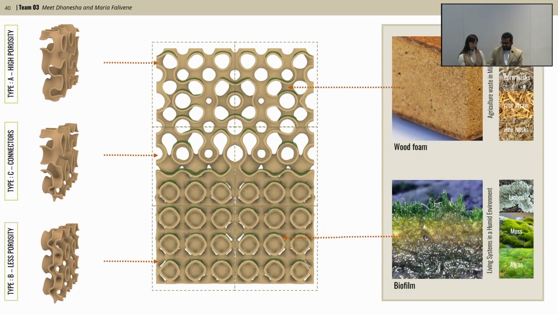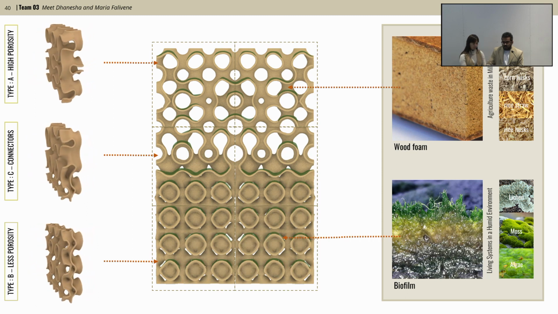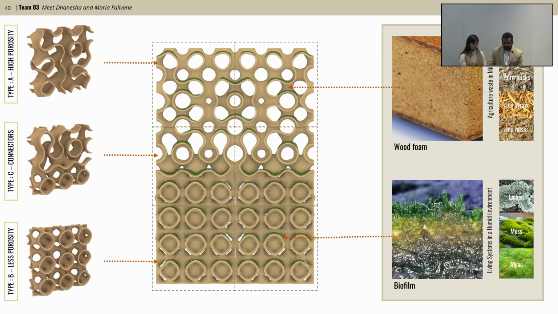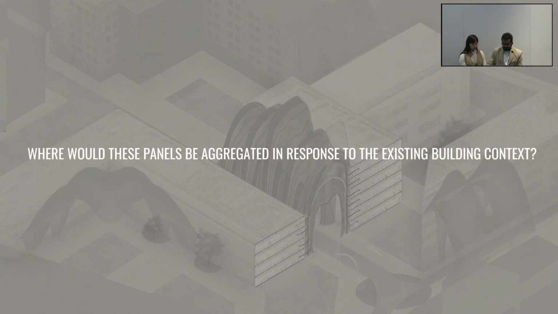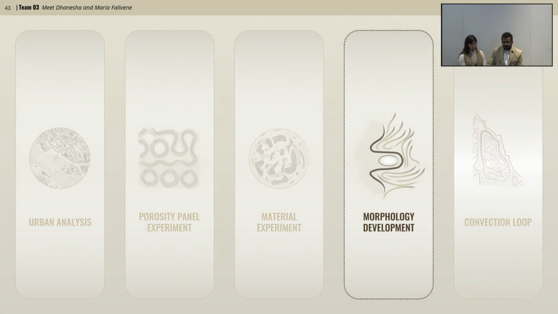The aggregation of the porosity panels can also enhance the growth of biofilm, which can sequester carbon from the environment. So where would these panels be aggregated in response to the building context? For which a morphology was developed, as it also plays an important role in wind capture and turbulence.